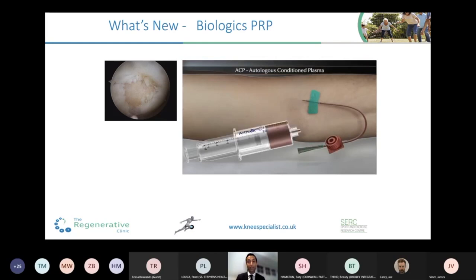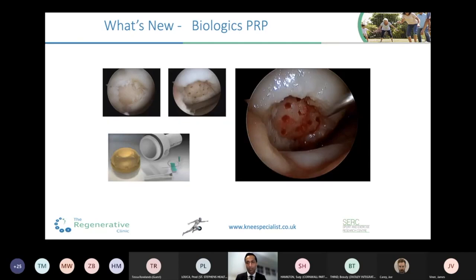Here's an example of when it can be done. So this patient's had a microfracture performed for a large chondral lesion. This is the femoral condyle. This is what it looked like before with these loose edges. These have been debrided to stable edges, and microfracture has been performed. And you can add in platelet-rich plasma at the same time.